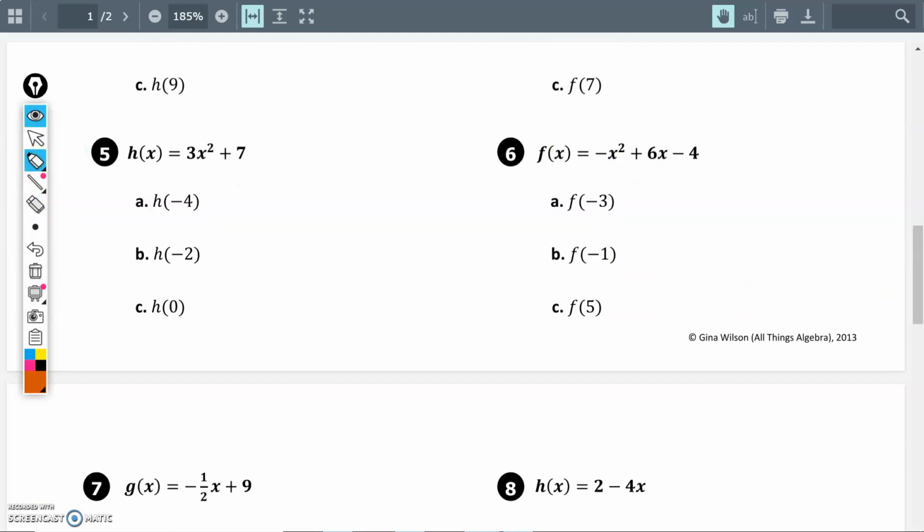Number 5. Let's put in negative 4 for x. So it's going to look like 3 times, instead of x, negative 4 squared, plus 7. Don't forget to do the exponent first. So we have 3 times 16 plus 7. Then do the multiplication. 3 times 16 is 48. Plus 7 gives us 55. So again, all we're doing is taking the number in parentheses and putting it in for x, and then solving using GEMDAS.